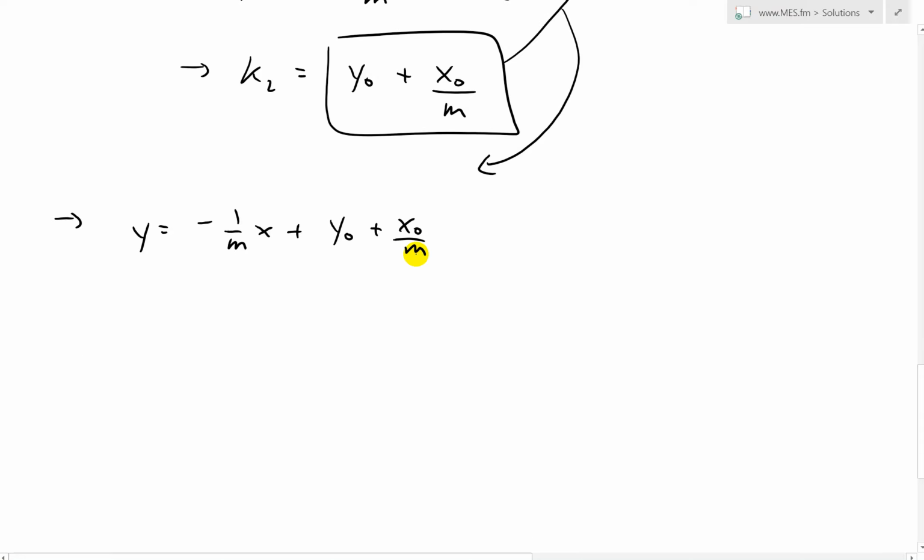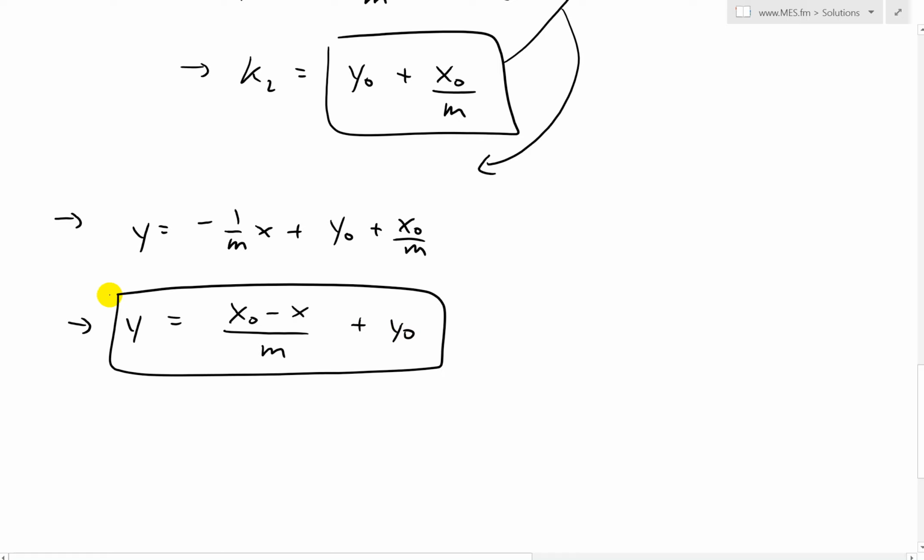Now what we could do is, this is a common denominator, so we could just add those together or factor out the 1 over m. So then this just equals, simplified out, x0 minus x over m plus y0. So there is the equation of the line perpendicular to the other line.